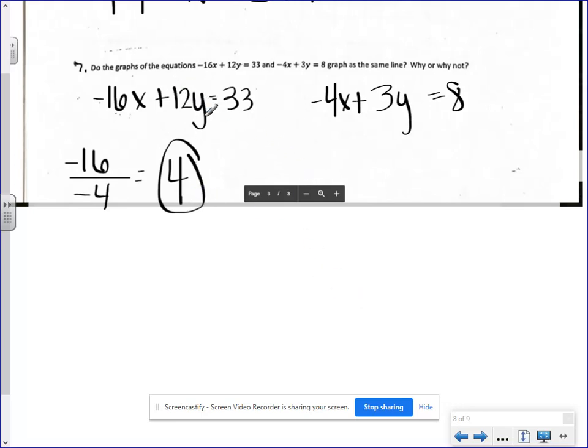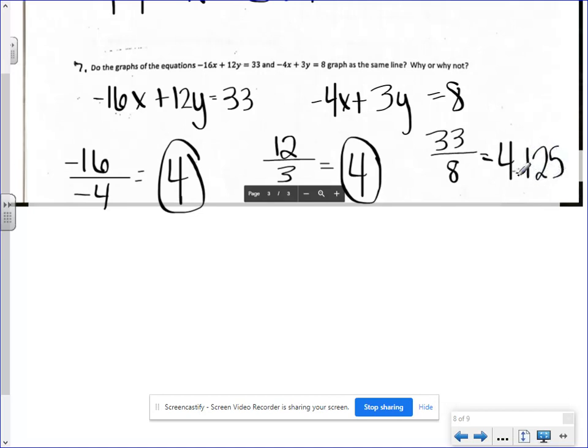So what number is with y in the first equation? That goes on the top. What number is with y in the second equation? And what is 12 divided by 3? Then we're going to do our last number. So the last number in our first equation goes on the top, divided by the last number in our second equation on the bottom. So someone tell me what 33 divided by 8 is.